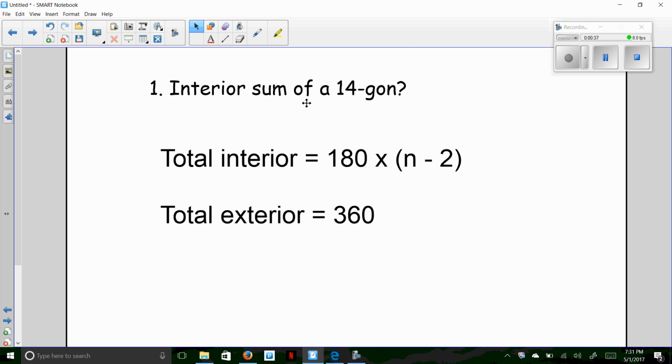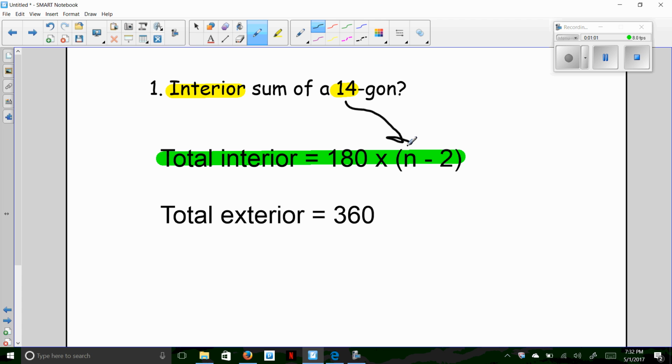What is the interior sum of a 14-agon? Well, if we're dealing with interior and it gives us the number of sides, so 14 is the number of sides, we will use total interior equals 180 times n minus 2 and put 14 in for n. Subtract 2, times 180, and you will have the interior sum of a 14-sided polygon.